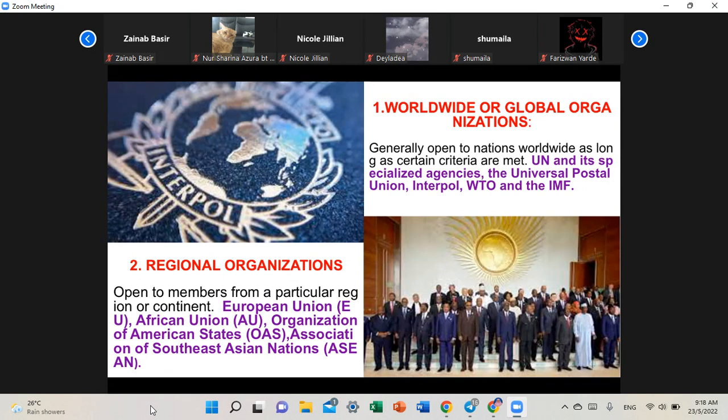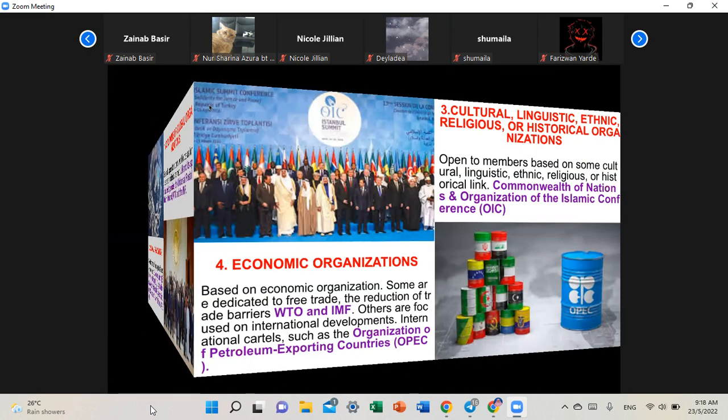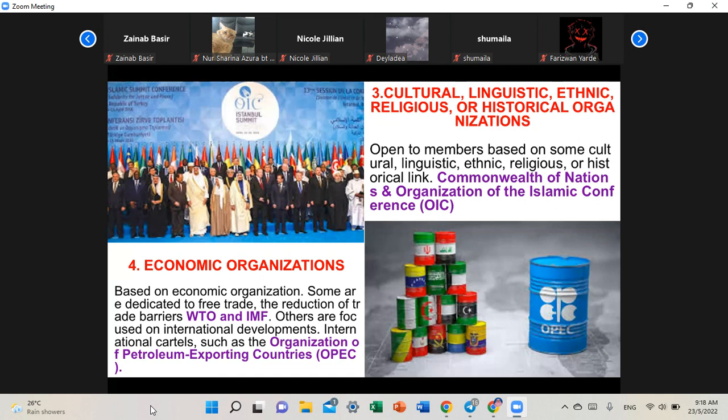Whereas for worldwide or global organization, everyone is eligible for membership, regardless of where you are located or what your political ideology is. All are invited to be members of a worldwide organization. And then the third one, cultural, linguistic, ethnic, religious, or historical organization. Open to members based on some cultural, linguistic, ethnic, religious, or historical link. Commonwealth of Nations and Organization of Islamic Conference. So we have the Commonwealth, and we also have the OIC.